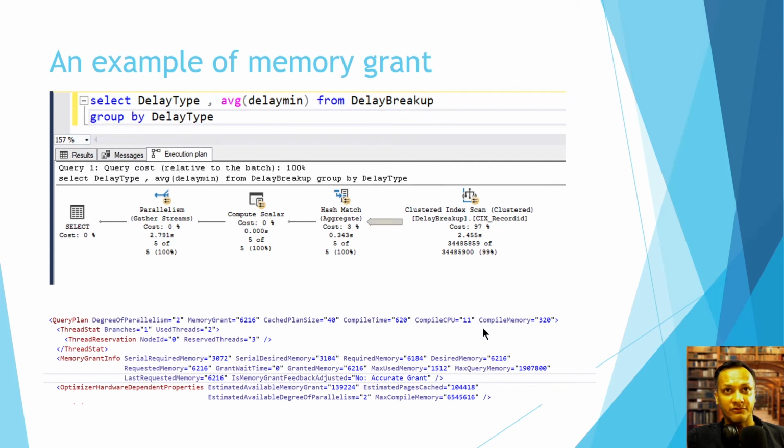You can request maybe something like 6216 and you may have been granted only 4102, which is a scenario where maybe sometimes a spool might happen to tempdb. But as you can see, this query is perfectly fine. There's not much going on over here, so we're good to go. And that's kind of the overall stuff that you need to keep in mind from the execution plan.